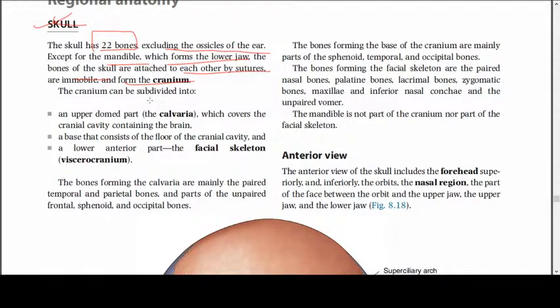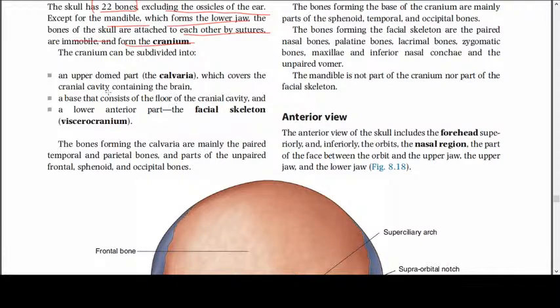The cranium is subdivided into an upper domed part, the calvaria, which covers the cranial cavity containing the brain. Calvaria is the outermost part of the skull. Suppose this is the skull, then the uppermost part is called calvaria. When inverted, it forms a bowl-like structure. It covers the brain. So let's suppose this is the brain. It will cover the brain.